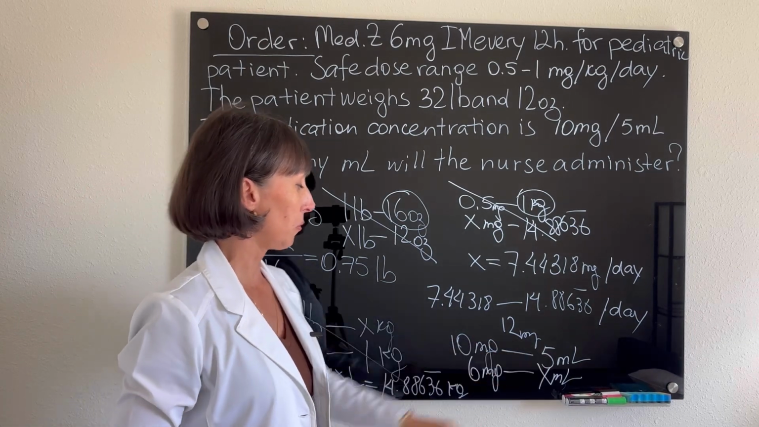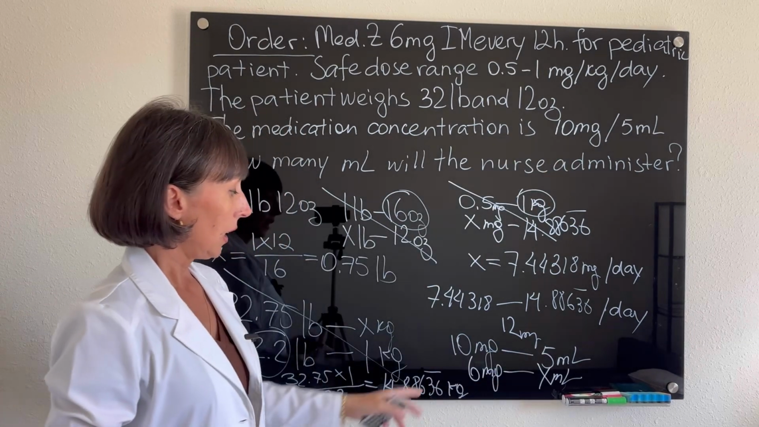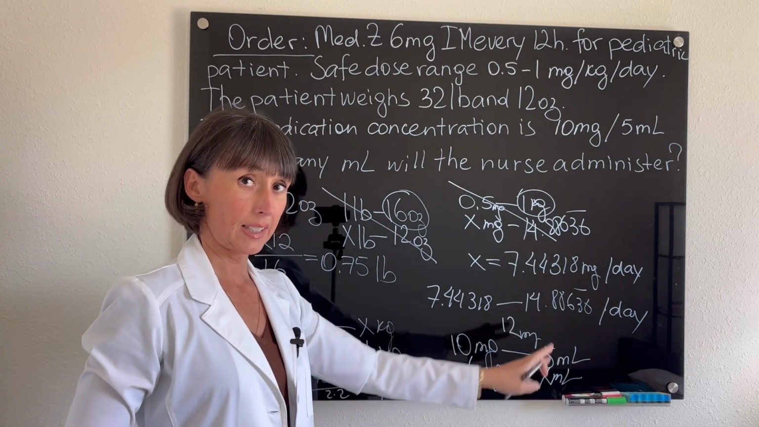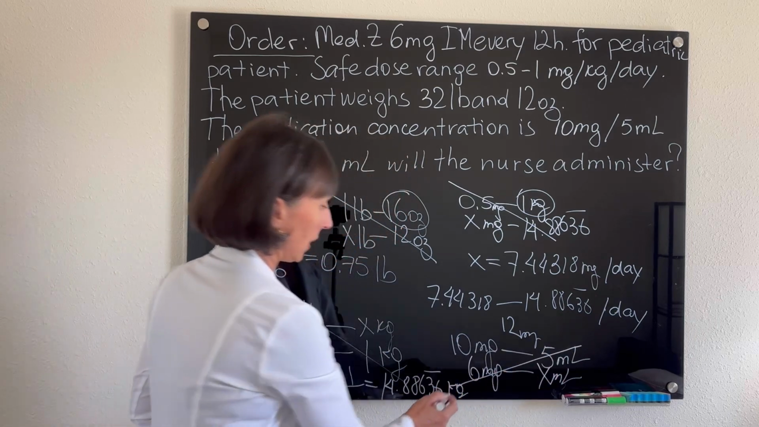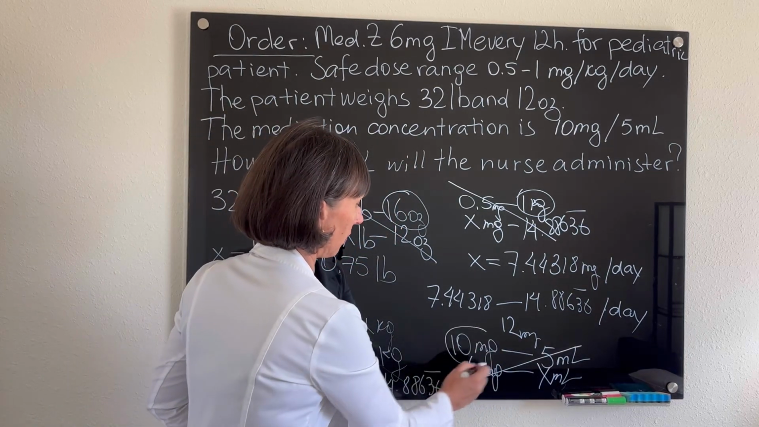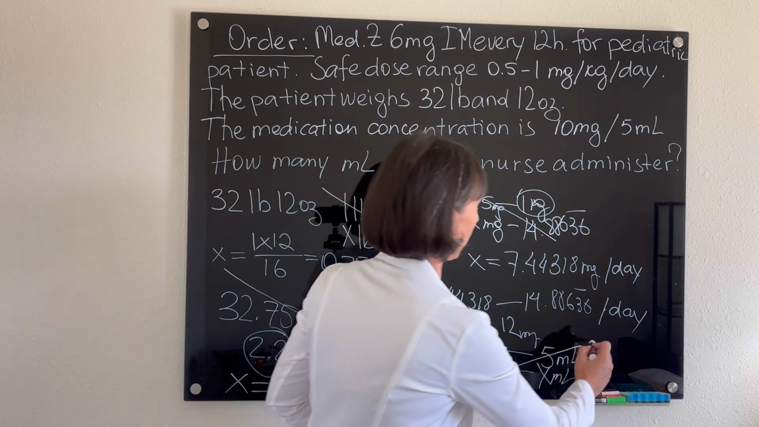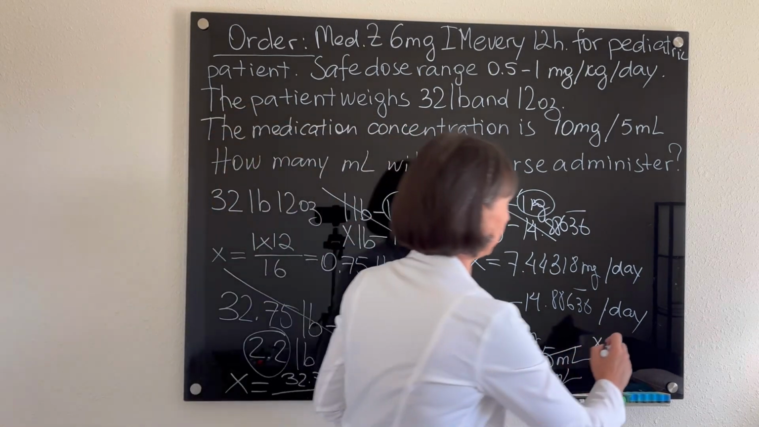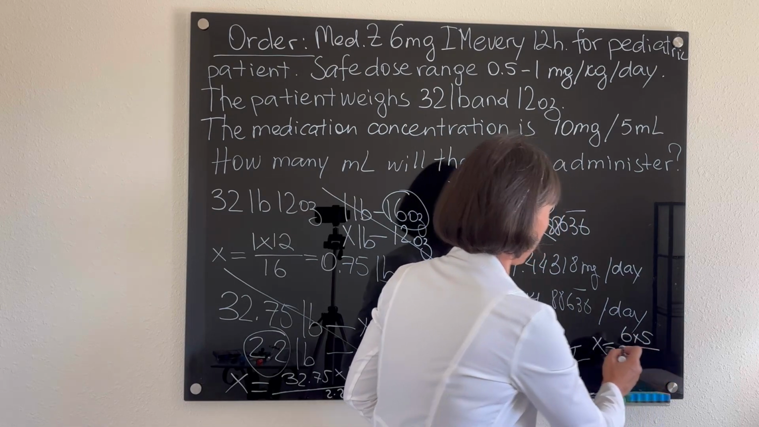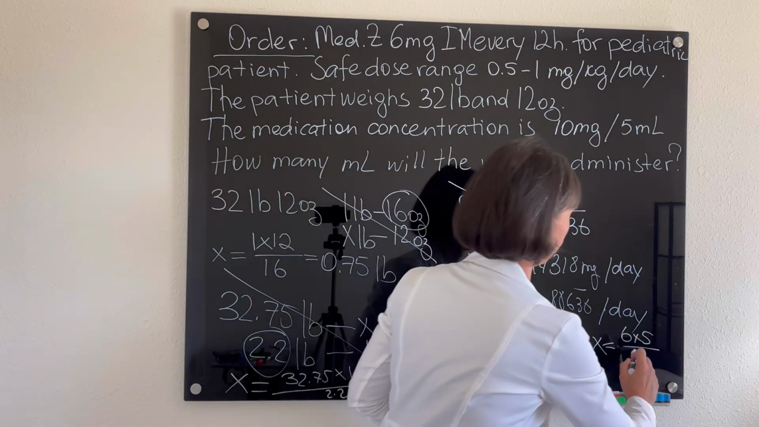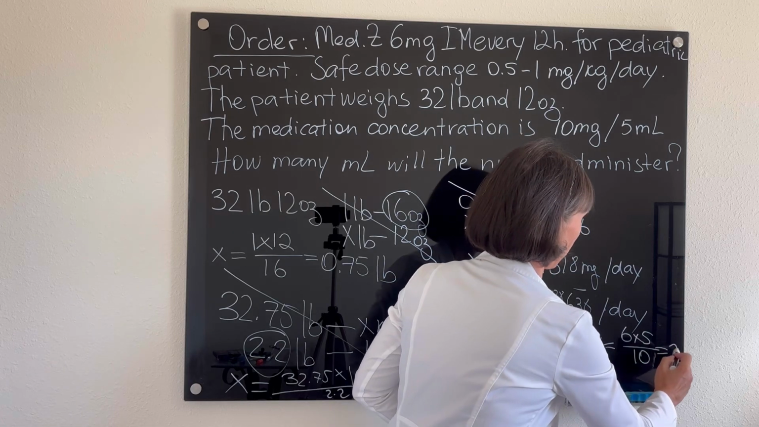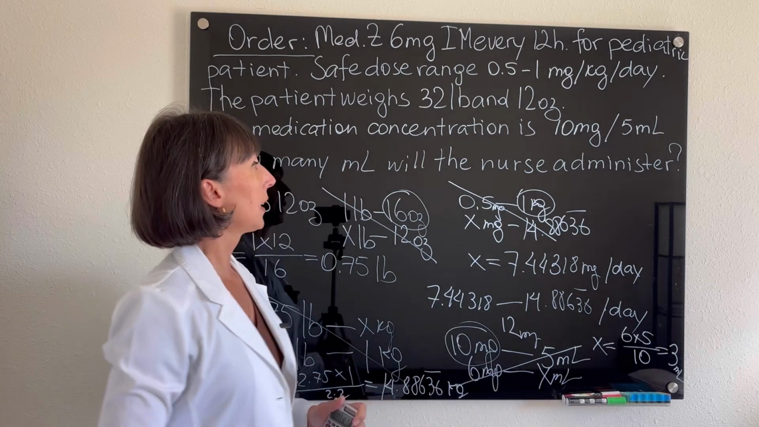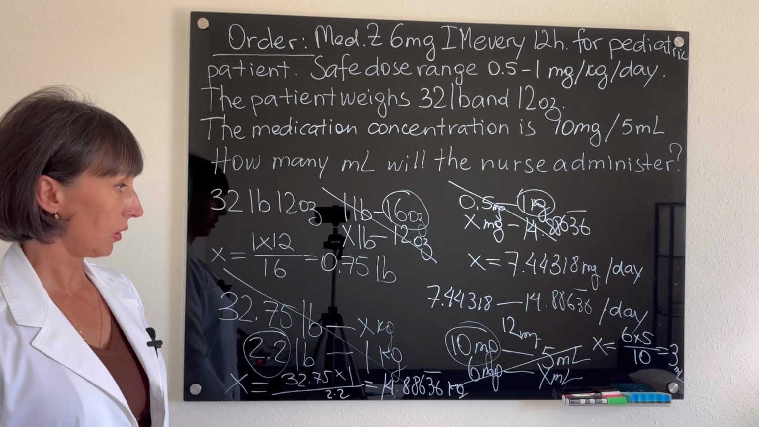10 milligram is 5 milliliters. That's given. Again, I'm checking my milligram under milligram, milliliter under milliliter. Everything is set up well. I'm going to multiply on diagonal and divide by the third number. And my x here equals 6 times 5 divided by 10. And that equals to 3 milliliters I will administer to this pediatric patient.